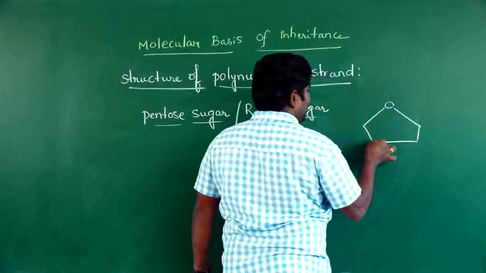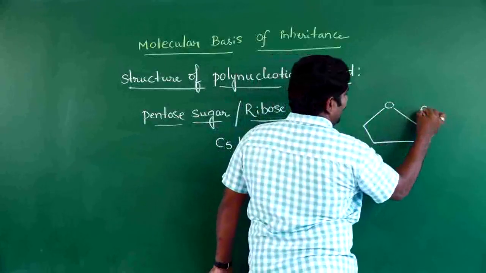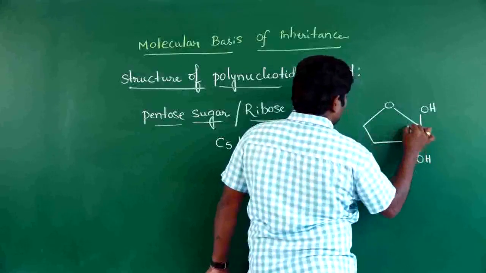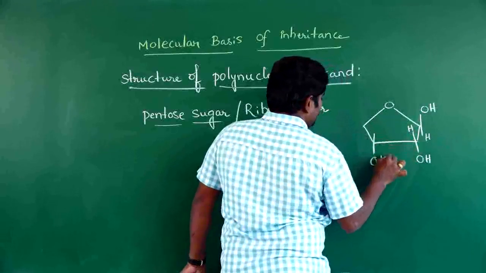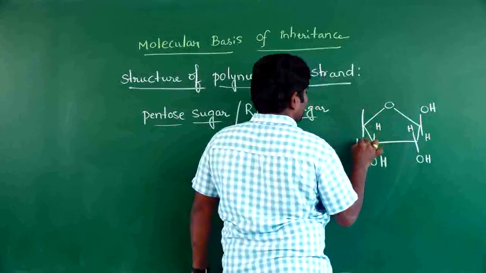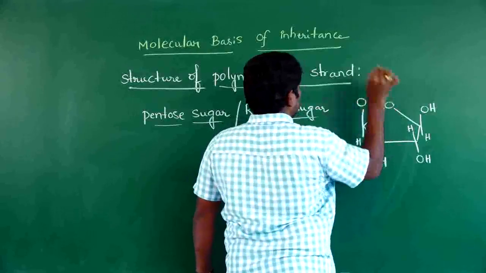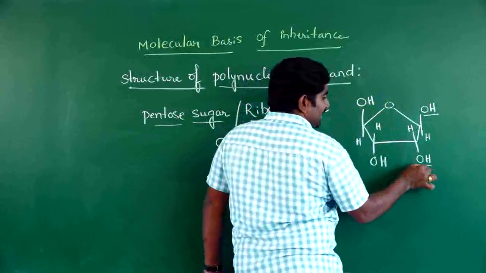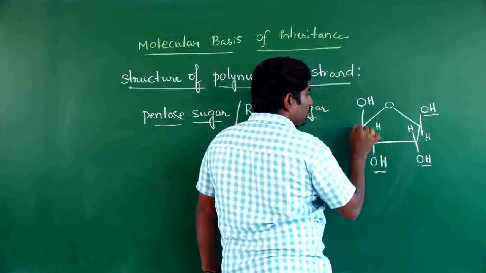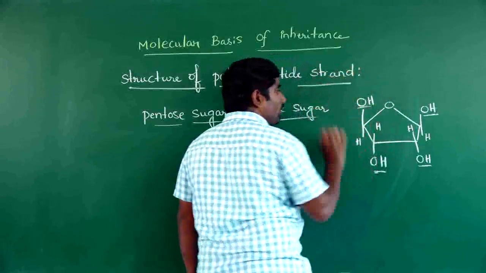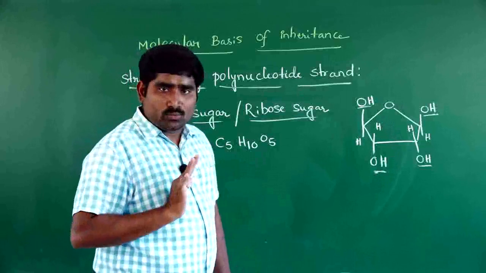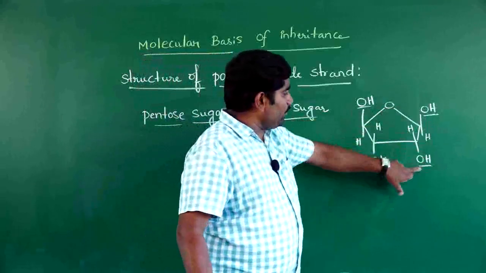Ribose sugar has a total of 4 free OH groups. This is one OH group, and this is hydrogen, and this is one OH group. So this is the first carbon OH group, this is the second carbon OH group, this is the third carbon OH group, and this is the fifth carbon OH group. So a pentose sugar contains a total of 4 free OH groups.